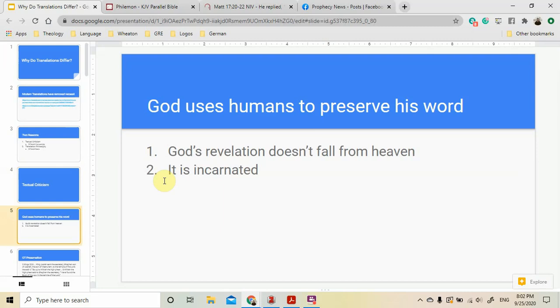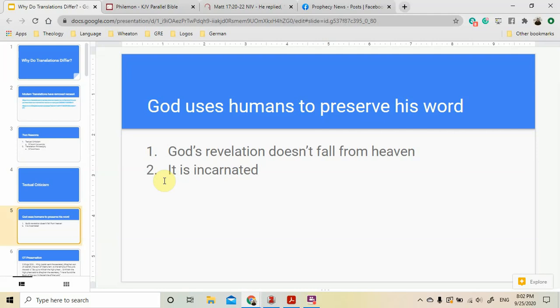So what we need to realize is that God uses us humans to preserve his word. God's revelation didn't fall from heaven like the Book of Mormon, nor did God directly speak his word to a prophet, and that's exactly what we have. No. God used humans, sometimes dictating, sometimes just using history in their words, and then it was collected, and then humans were preserving it in different ways.